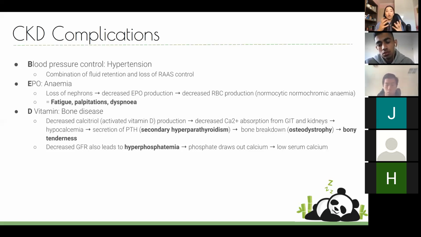Essentially what happens is you have low calcium in your blood. So your body's like, where can I get calcium? From the bones. So it breaks down the bones to try to manage your calcium. So they might present with bony tenderness. And that's why one of the things you do in the renal exam is tap down their spine to look for that bony tenderness.